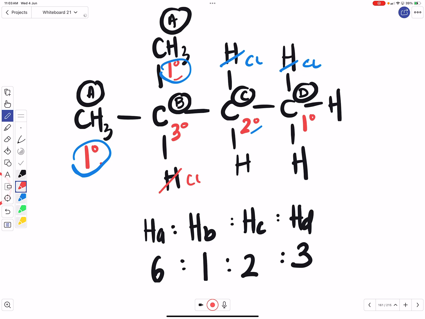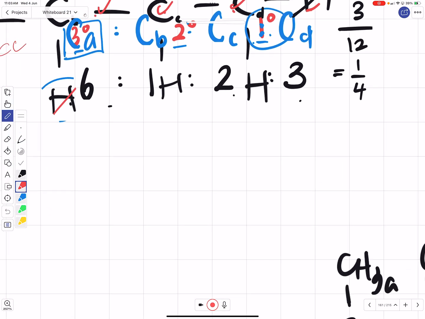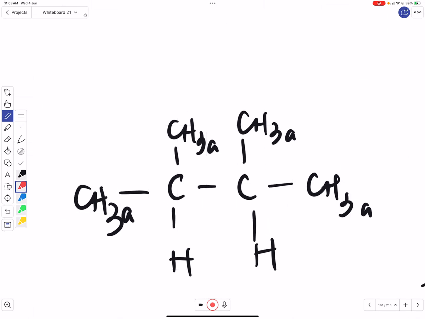Clear? So when they ask you for the number of isomers, they're asking you for the number of chemical environments. You understand or not? You want to try another molecule that I drew for the Saturday class? This one here. I only drew 6 carbon atoms because your maximum number is 6. Environment A.